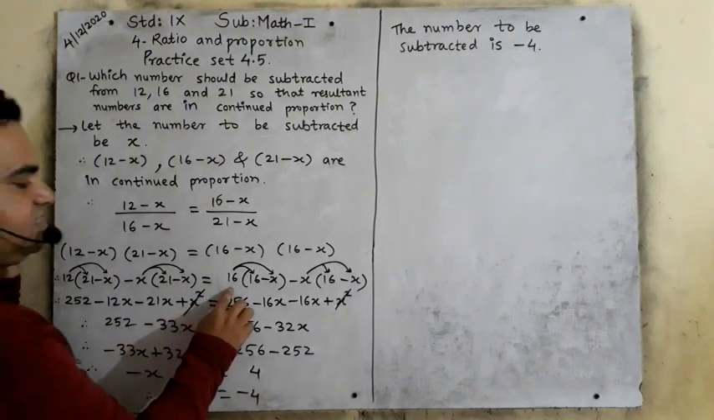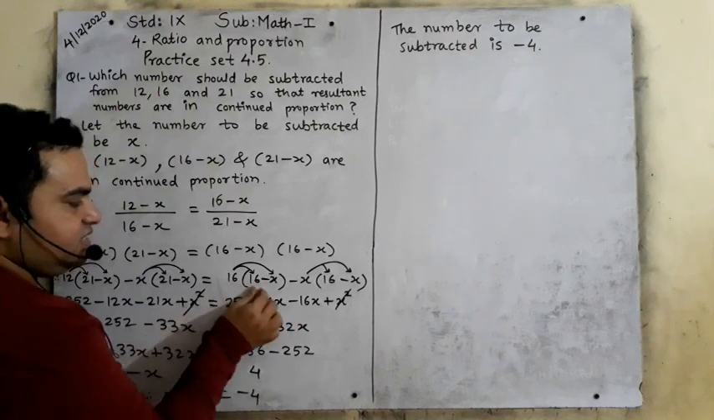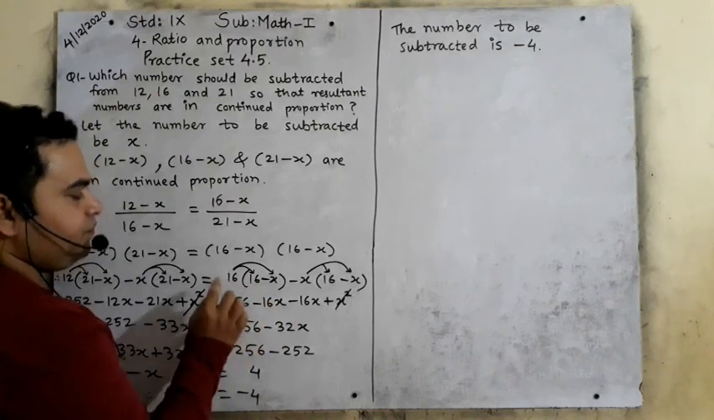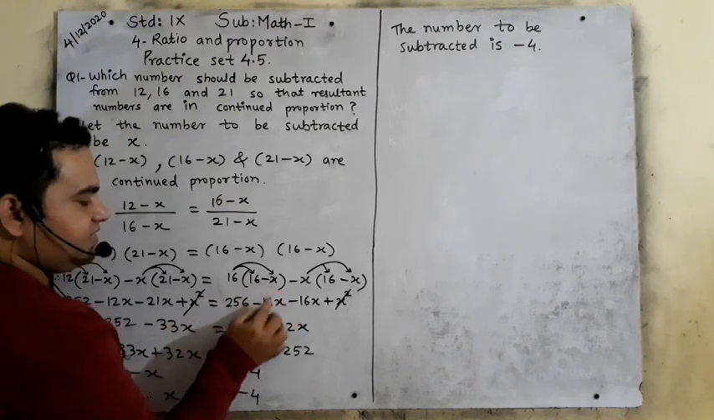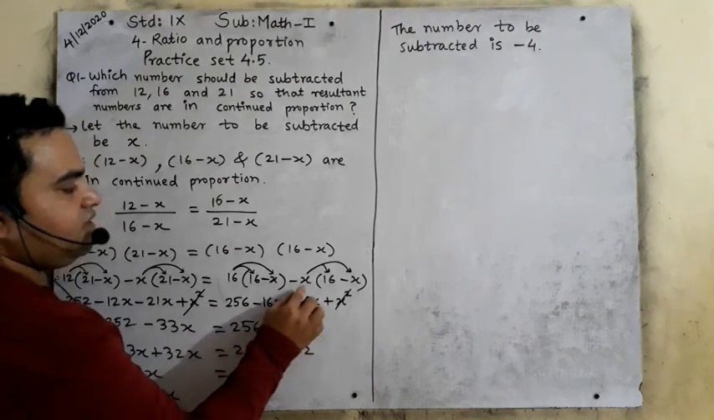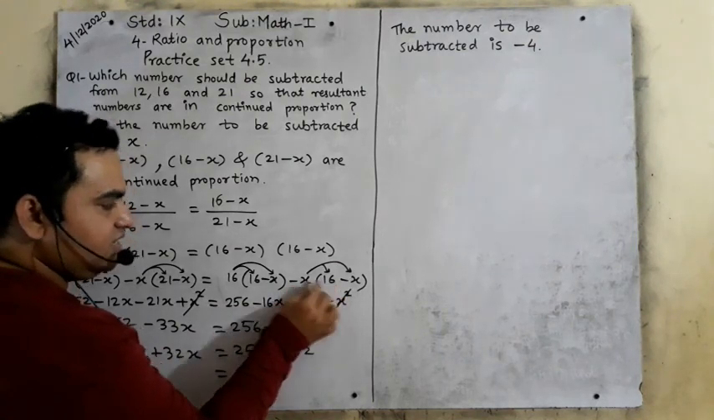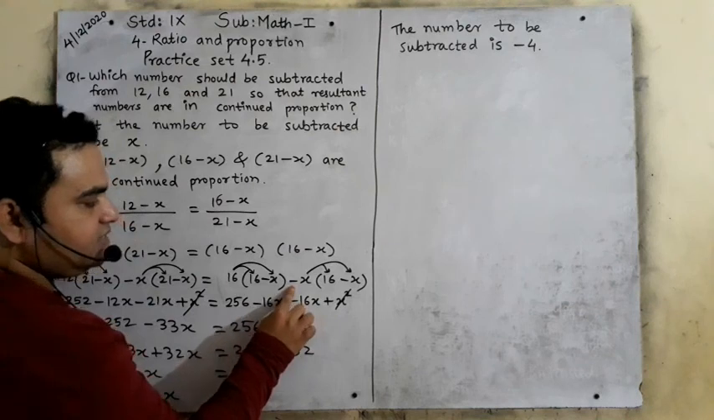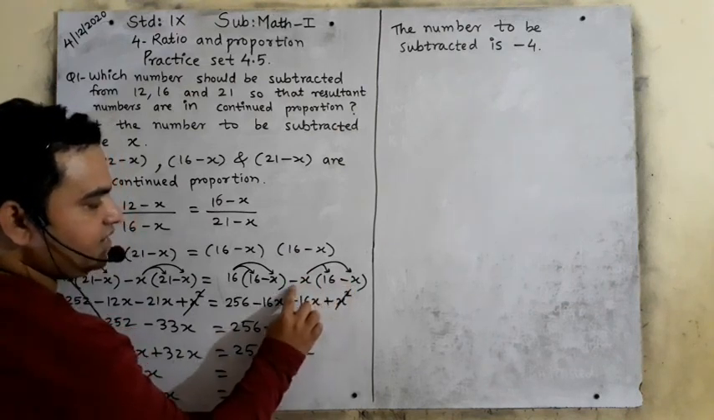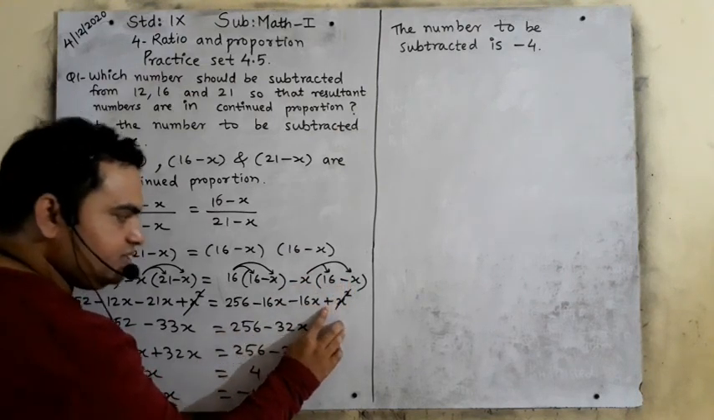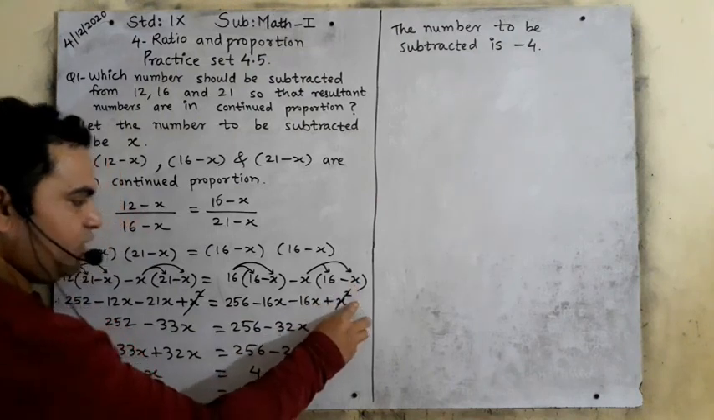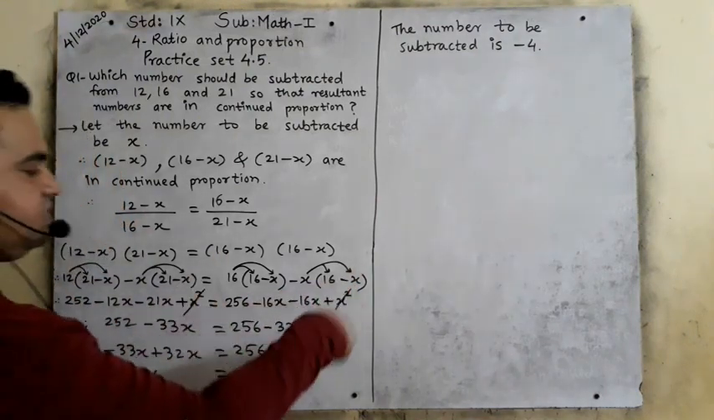Okay, now here 16 will multiply to 16. 16 16s are 256. 16 will multiply to minus x, it will be minus 16x. Here minus x will multiply to 16, minus 16x. Minus x will multiply to minus x, so minus multiplied by minus is plus, x multiplied by x is x square. So see, I have cut this x square.